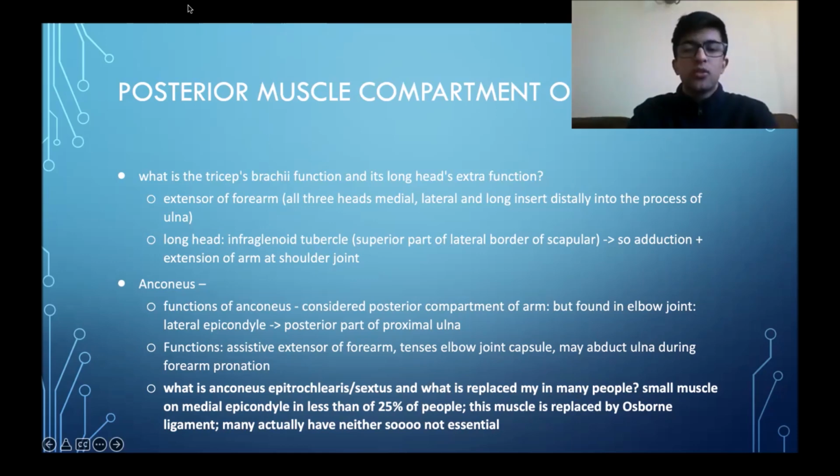It also contributes to abduction of the ulna during forearm pronation, so supination, pronation. That small abduction isn't really important. That's a bit of an extra fact.